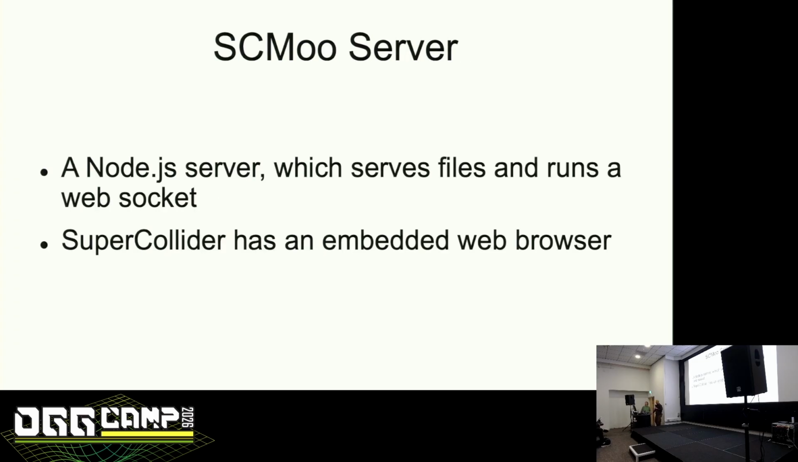So the SCMOO server, which you don't need to run SCMOO, is just a Node.js server, which sends out the JSON file and doesn't store any changes to it yet, and runs a WebSocket, and that's it. And in SuperCollider, somebody had the idea of embedding a web browser in it, which is a slightly mad thing to do, but I guess it was popular for a while. You can get it to trigger a SuperCollider function if the console in the web browser gets a message. It's a bit of a bodge.